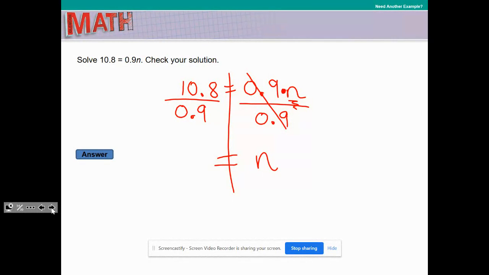And we get a whopping, let's see, that would be, I think 12. But I'll do it on my calculator just to be sure. There you go. It is 12. Boom. Hopefully you got that. Again, you can check by just substituting in the 12 there, multiplying it by 0.9, and seeing if it actually does equal 10.8.